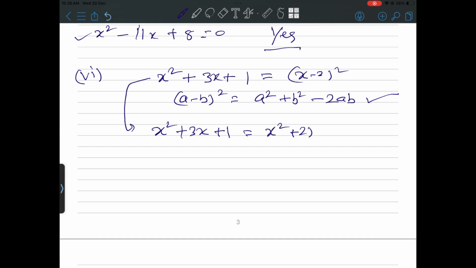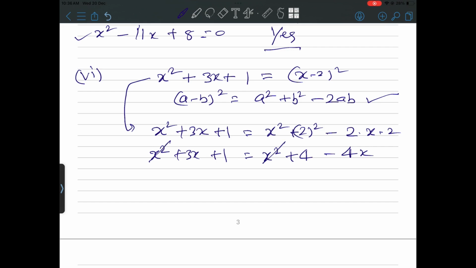Now this 2 square minus 2 into x into 2, 2ab, right? Then x square plus 3x plus 1 is equal to x square, and 2 square is 4, plus 4 minus 2 into 2 into x, so 4x, right? So now we can see that the x square terms have been cut, right?